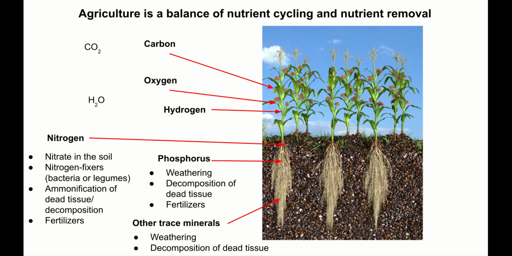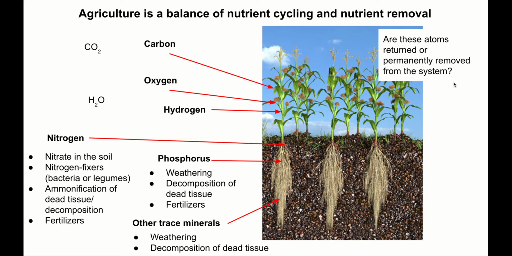So what I want you to be thinking about as we go through this unit on agriculture is this question. Are these atoms returned or are they permanently removed from the system? These atoms that are being used to build new plant structures, are they going to be returned to the soil or are they going to be permanently removed? Because these are all non-renewable resources. We have a finite number of nitrogen and phosphorus atoms on Earth. We're not making any more. So if we're removing these nutrients from the soil and we're not returning them in some way, that's going to lead to a loss of soil fertility. So just be thinking about this nutrient cycling versus nutrient removal. And as we're going through different agricultural techniques and systems, think about how this might relate.